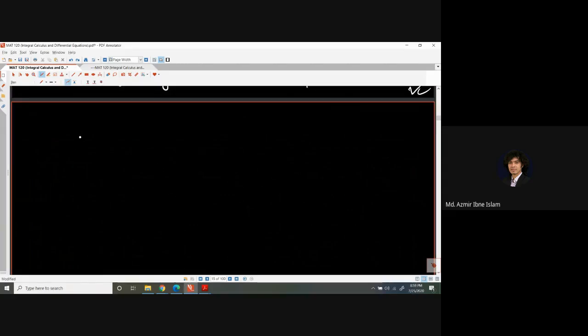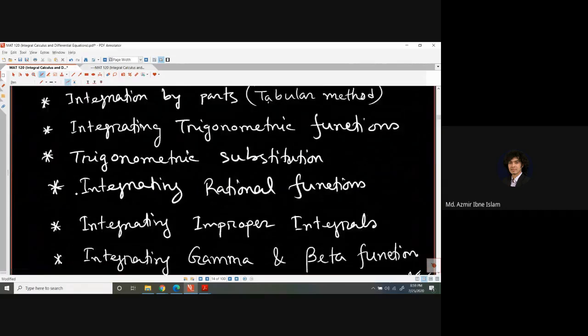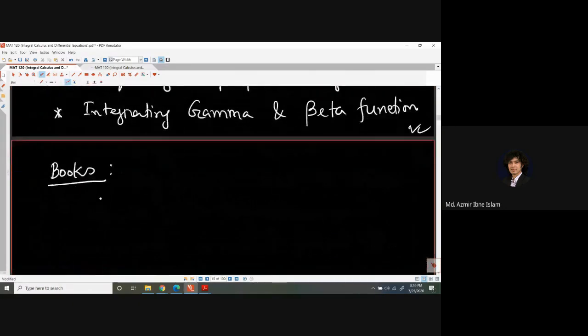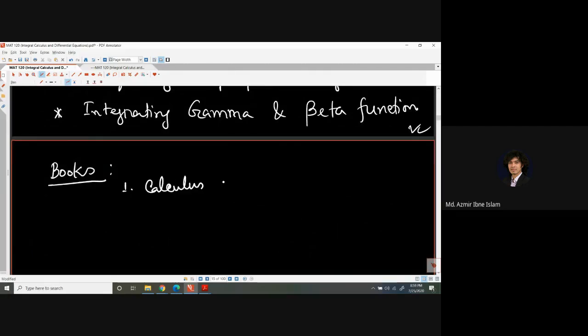Okay, but before that, I would like to suggest two reference books. Without the help of reference books or textbooks, we will not get the insights of these contents. I will suggest Calculus written by Howard Anton, and another one for differential equations, written by Dennis Zill.